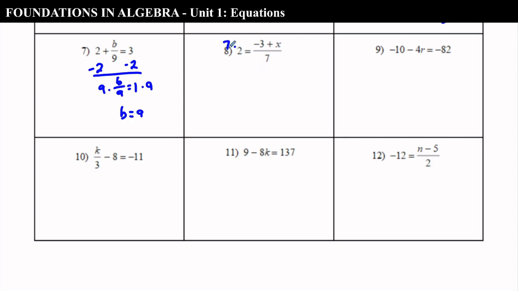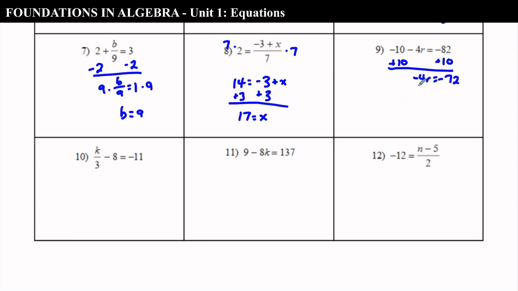Here we're going to multiply each side by 7. That's going to give us 14 equals negative 3 plus x. And then we add 3 to each side. And that gives us 17 equals x. Add 10 to each side here. That gives you negative 4r equals negative 72. Divide each side by negative 4. And you get r equals 18.